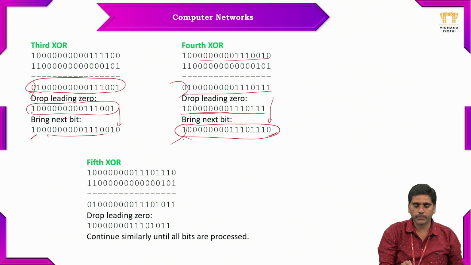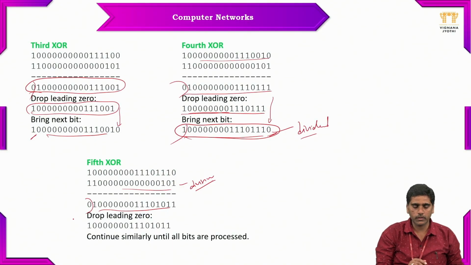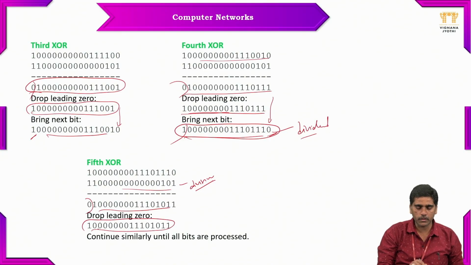This is the dividend, and the divisor is this one. When you perform this division operation, the output will be like this: 0 1 0 0 0. After performing this fifth XOR operation, you can drop the leading 0. After dropping the leading 0, the bit sequence will be like this.